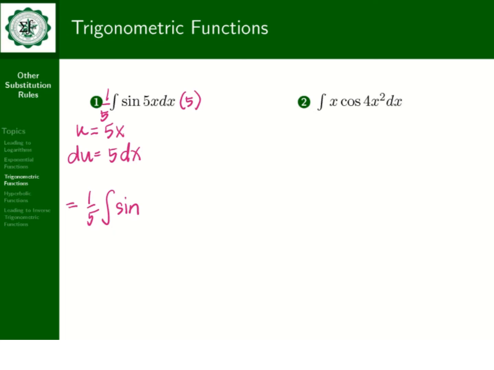So 5x for the angle will become u, and then 5 dx will be replaced by du. And then using the formula, the integral will be 1 over 5. The integral of sine u is negative cosine of u plus c. And then we perform back substitution. We replace u by 5x.